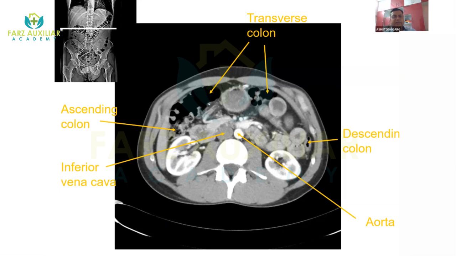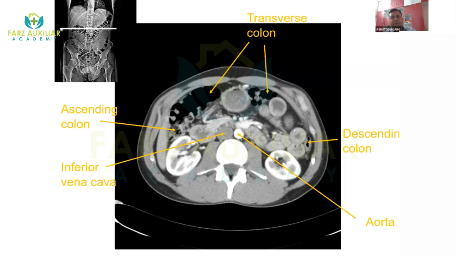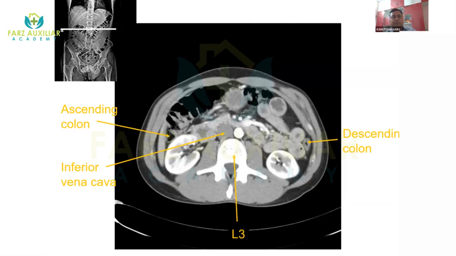You can see the haustra of the colon, and the difference between the haustra and the valvulae conniventes is that haustra do not complete the circle, but valvulae conniventes complete the circle. That's why only this type of structure is there in the colon. So you can see this is the inferior vena cava, aorta, right kidney, left kidney, psoas major muscle. This is the descending colon. This is the hepatic flexure of the colon.